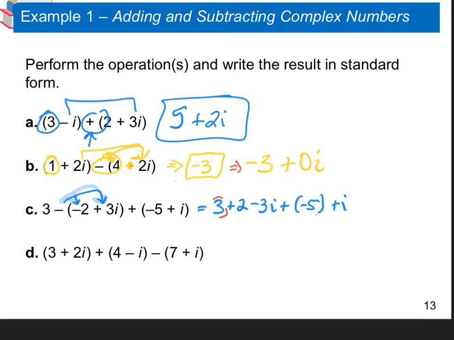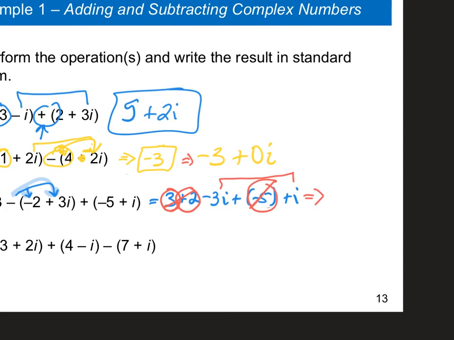So if I combine like terms, 3 plus 2 is what? 5. And then 5 minus 5 is 0. Then I have negative 3i plus i, which gives me negative 3 plus 1, negative 2i. That can also be written as 0 minus 2i. I'm not sure how WebAssign is going to want it. So this is written as a complex number with the real part first, the imaginary part second. If you put it in this way and it tells you it's wrong, try something else.